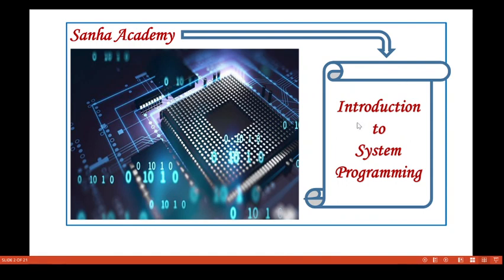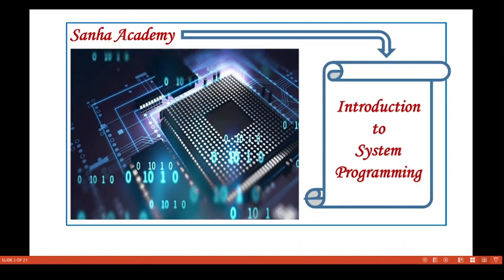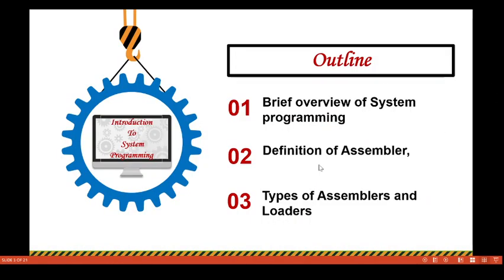In today's video, we are going to talk about the introduction to system programming. And here is the outline of the presentation, which has three items. Number one is a brief overview of system programming. The second one is the definition of assembler. And the third one is types of assemblers and loaders. So these are the three items that are going to be covered in this video. Stay tuned.